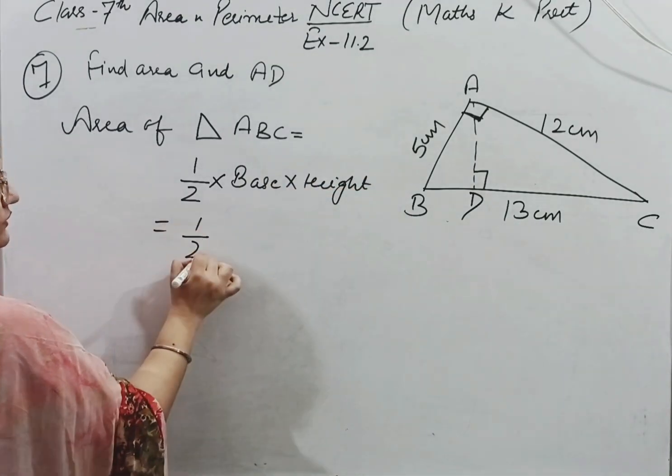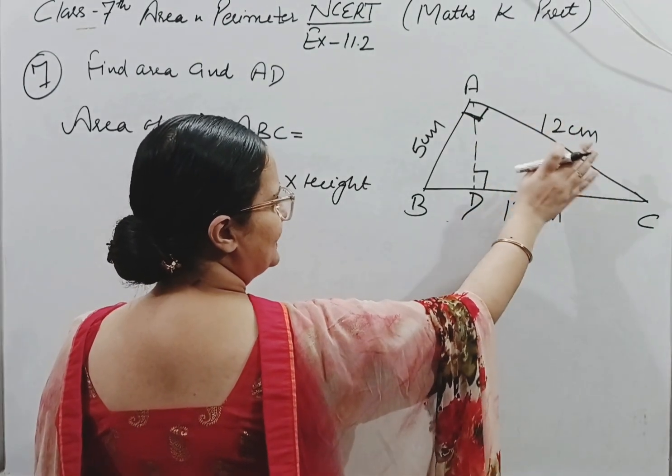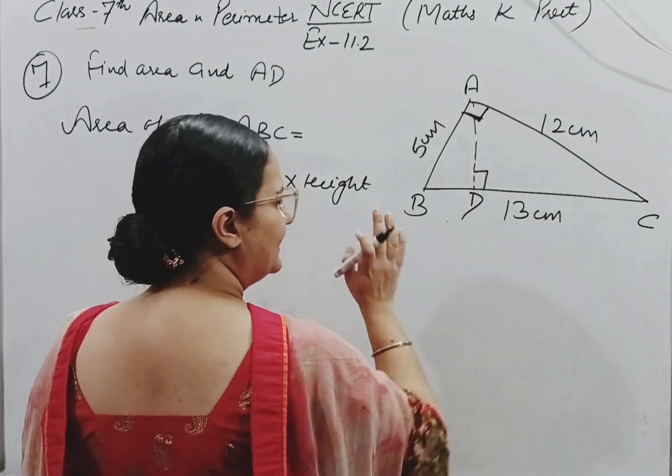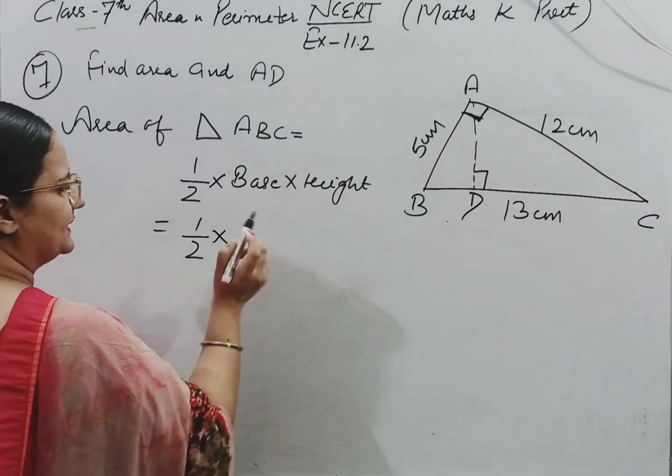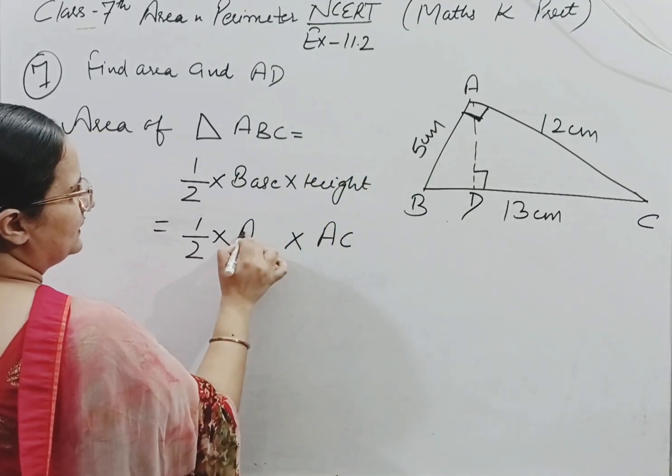So this angle is what? This angle is 90 degrees, so I am taking 12 as height. Somebody can take 5 as height. The other side will be automatically base then. So if I am taking 12 or AC as height, base will be AB.